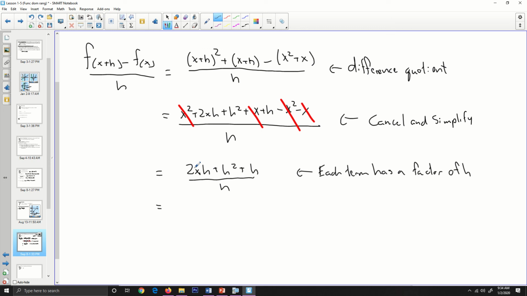So 2xh divided by h is 2x. h squared divided by h is just h. h divided by h is 1, and then this bottom h divided by h is also 1, but we would never put everything over 1 as our final answer. So we're just going to leave it like this, and that is my simplified answer. And we'll be done with that.